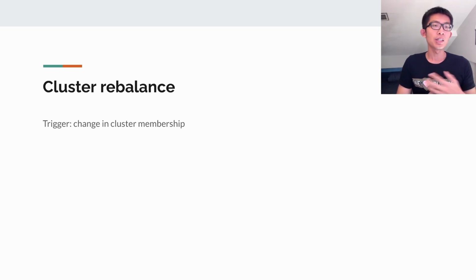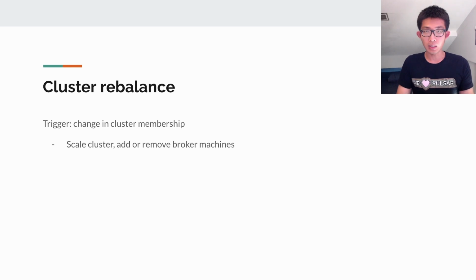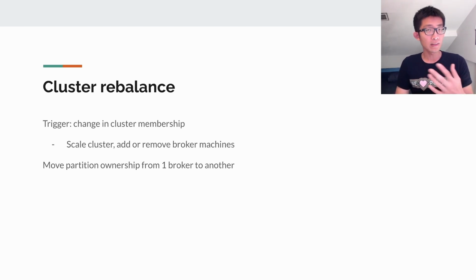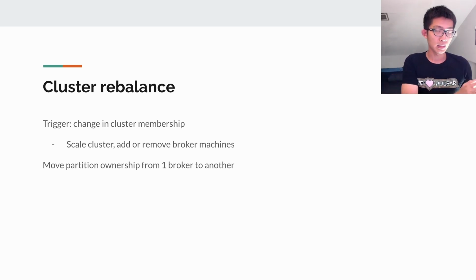The trigger is a change in cluster membership. It happens when you scale the cluster, which means you add or remove broker machines. Then we need to move partition ownership from one broker to another. Now this involves physical data migration. When you spin up a new broker, that broker has no data at all. So it needs to get data from one of the existing brokers. Hence the physical data migration.